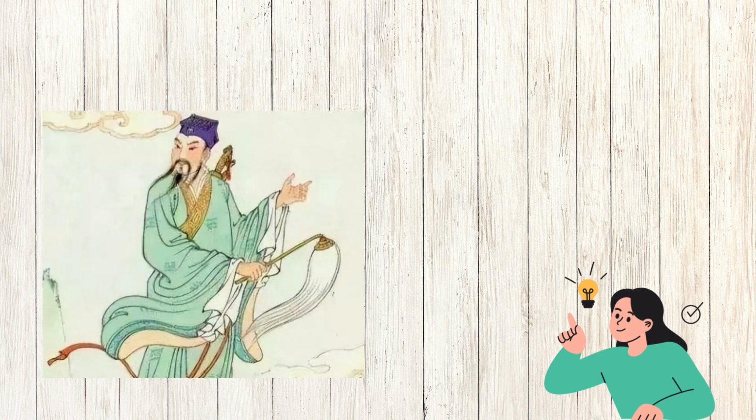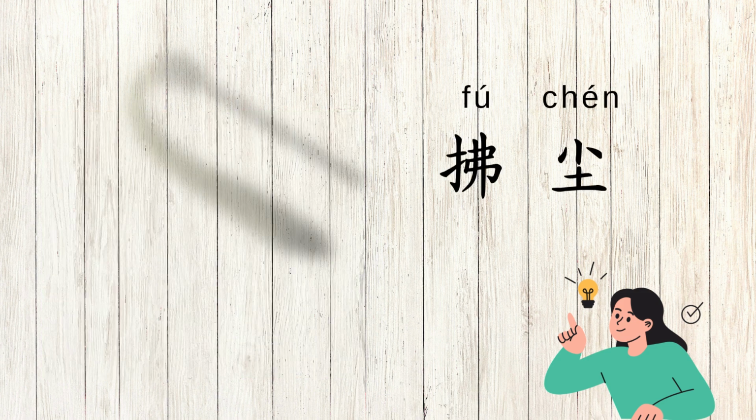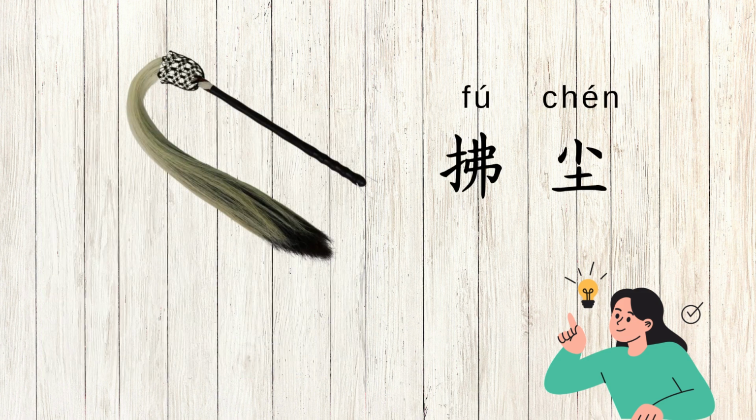Let's learn a fun cultural fact. In Taoist culture, there's a famous immortal named Lü Dongbing. He's one of the 8 immortals and also known as a god of wealth. He carries a magical tool called Fu Chen. It's usually made of animal hair or hemp and symbolizes the sweeping away of worries and dust.